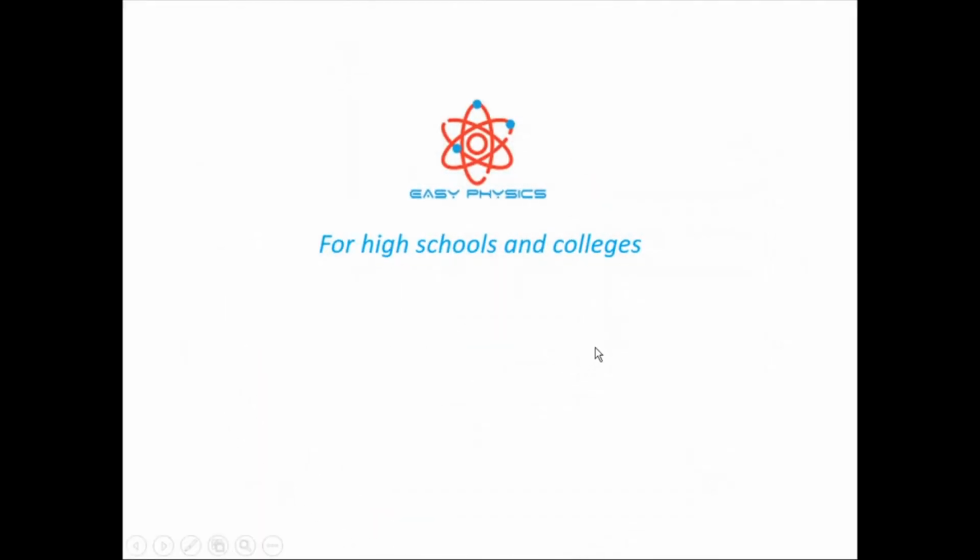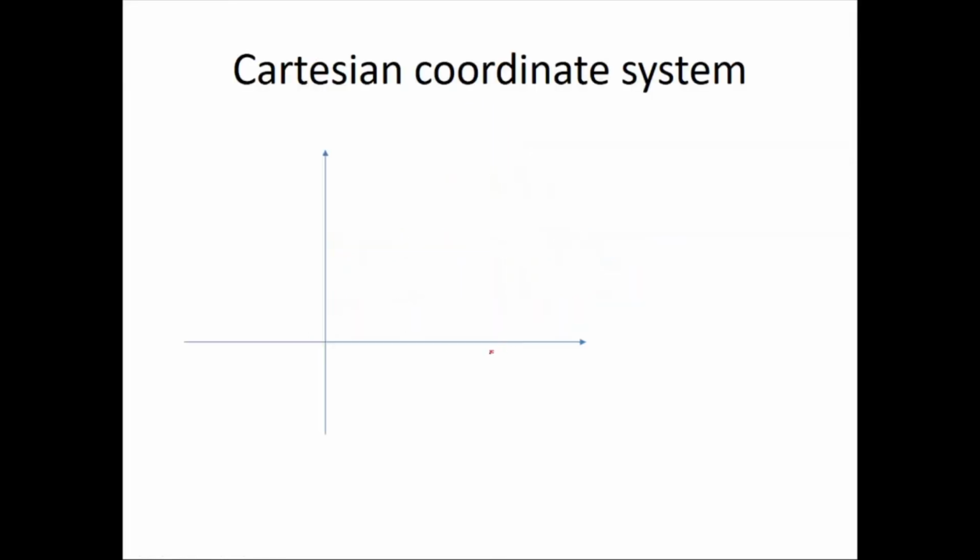Hello everyone, today we are going to start a new unit. We are going to learn kinematics, and let's start with constant motion. But first, let's define the coordinate system, the Cartesian coordinate system.